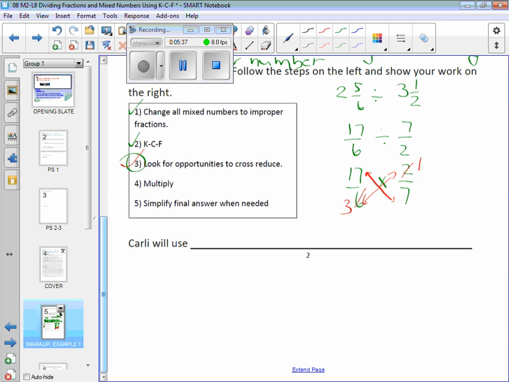Now, what's great about that is when you now multiply across. 17 times 1 is, and 3 times 7 is, and I won't say always, but most of the time, if you cross-reduce here, you don't have to reduce the answer or simplify it. It'll automatically be in simplest form, and you're good to go. It makes it so much easier than having to worry about multiplying large numbers where you can make a mistake.